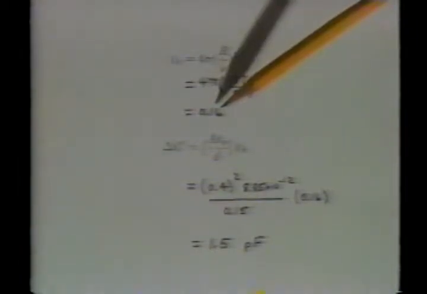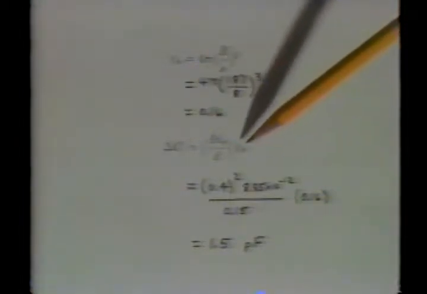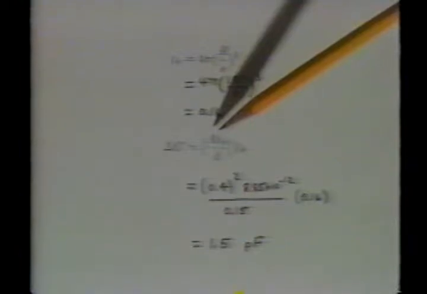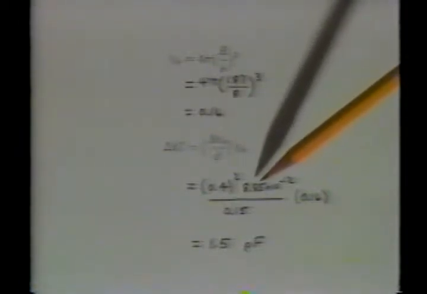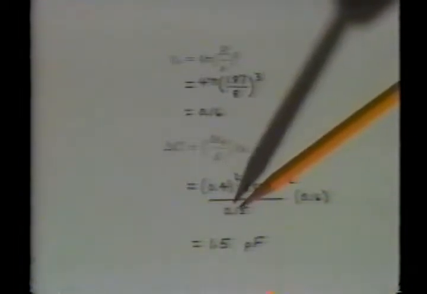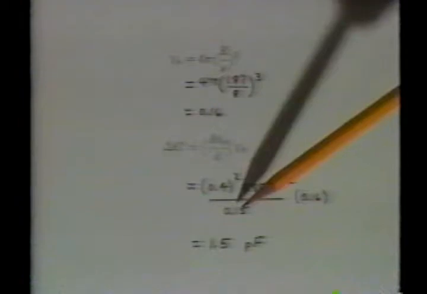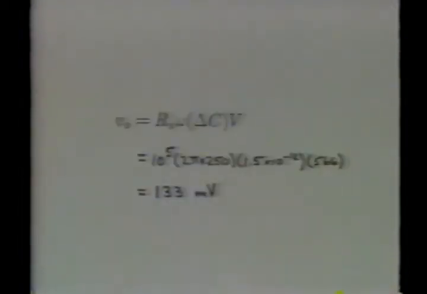What change in voltage should we measure when the array is inserted? Here's what we predict. For our experiment, R sub S is 100 kiloohms. The frequency F is 250 hertz. Delta C is 1.5 picofarads. And V is 400 volts RMS, or 566 volts peak. For this applied voltage, this change in capacitance should result in a change in voltage of 133 millivolts peak.